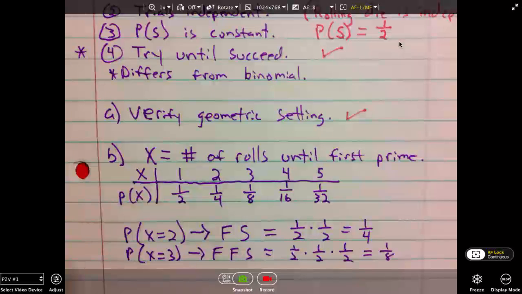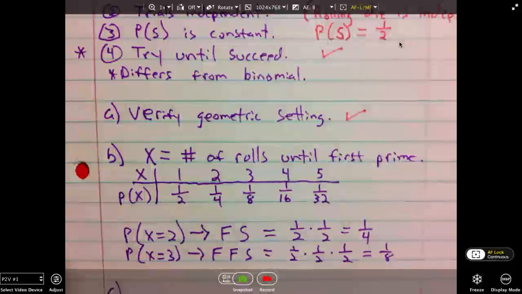All right. C. Construct a graph of the PDF.